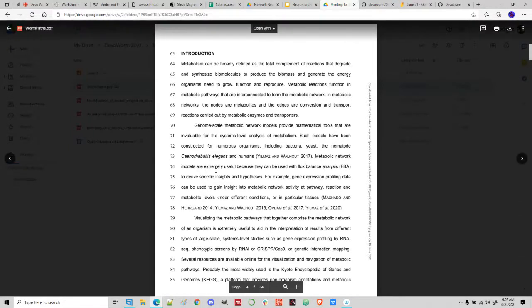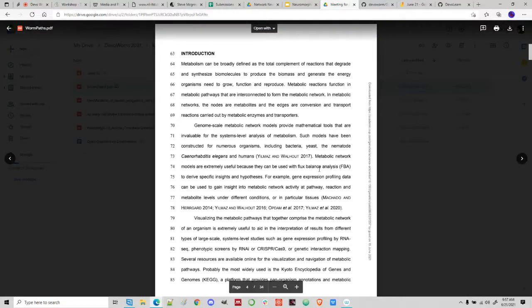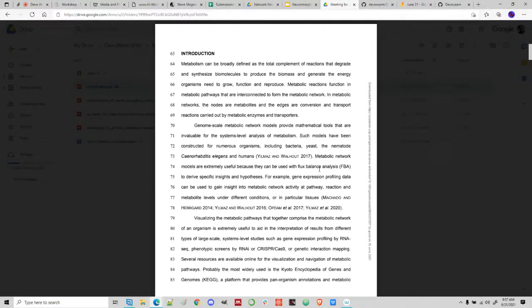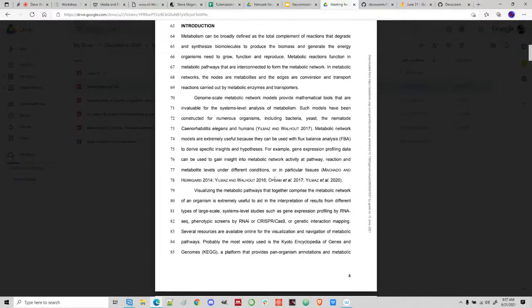Metabolic network models are extremely useful because they can be analyzed using flux balance analysis, which is a specific type of mathematical analysis they use to show the flow of things through the network. So you evaluate each node and you look at the things that are moving between the nodes. And then there's this formal and mathematical analysis you can do to get a sense of movement in the network. So this allows us to derive specific insights and hypotheses.